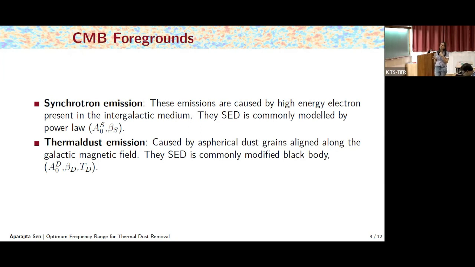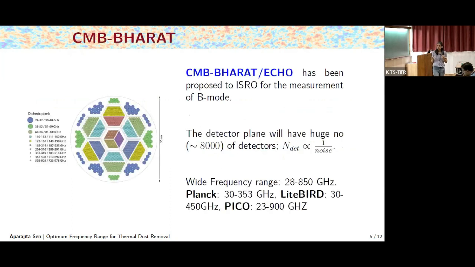The thermal dust emission is caused when aspherical dust grains get aligned along the galactic magnetic fields, and they give out directional emissions. And its SED is commonly modeled by a modified black body spectrum, where T_d gives the temperature of the black body, and this is modified by a power law given by this beta parameter.